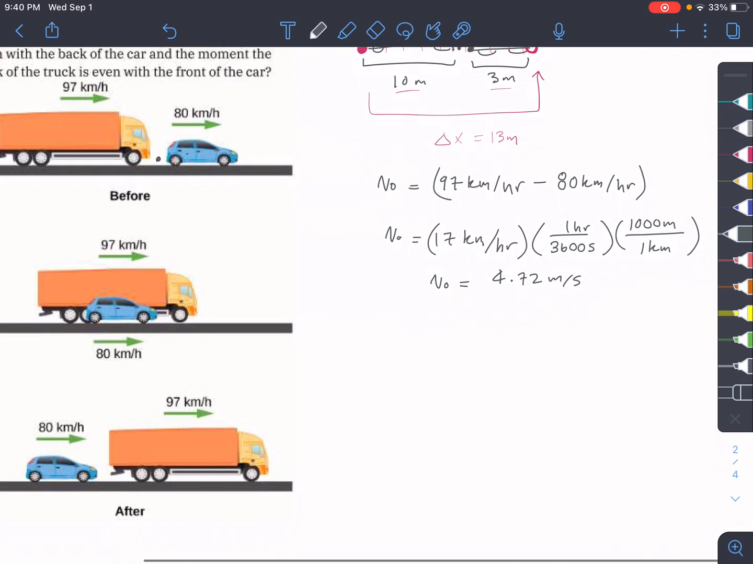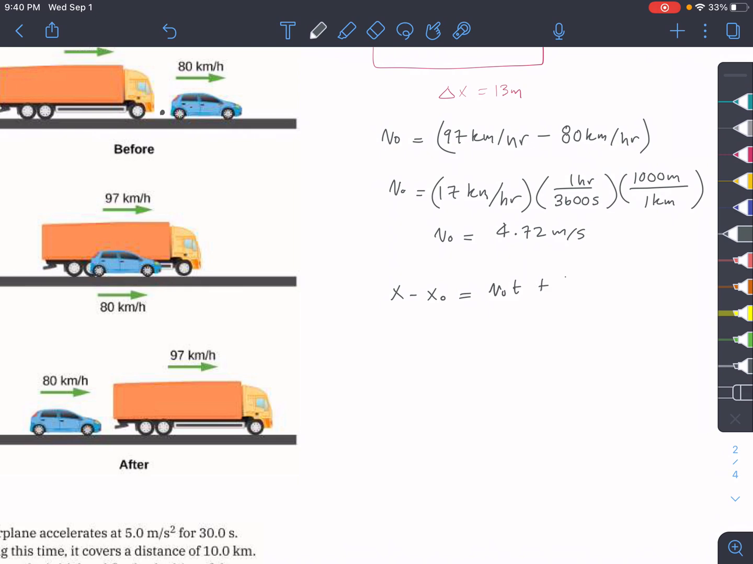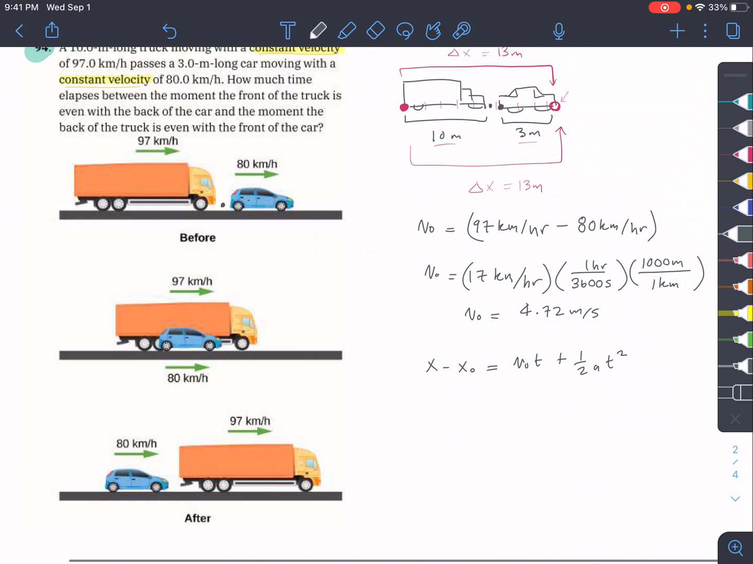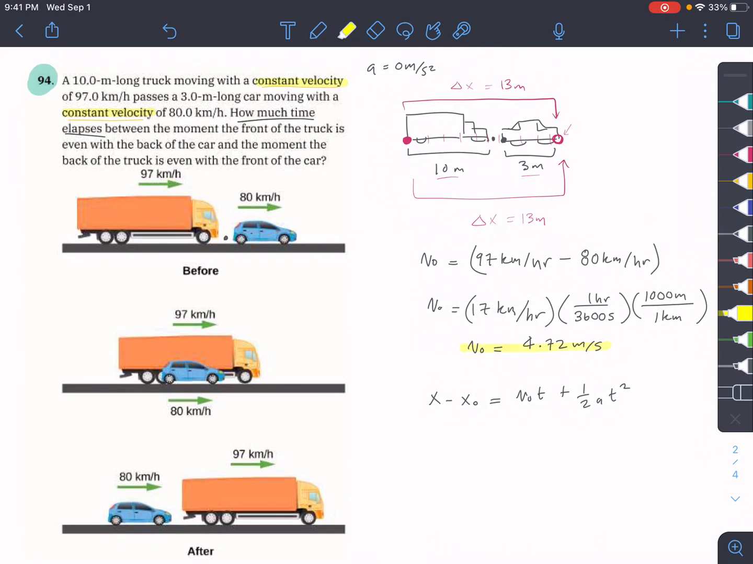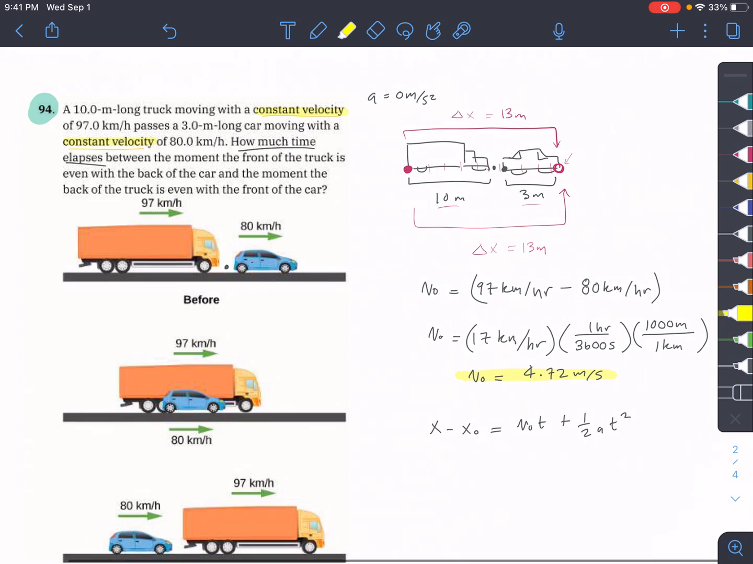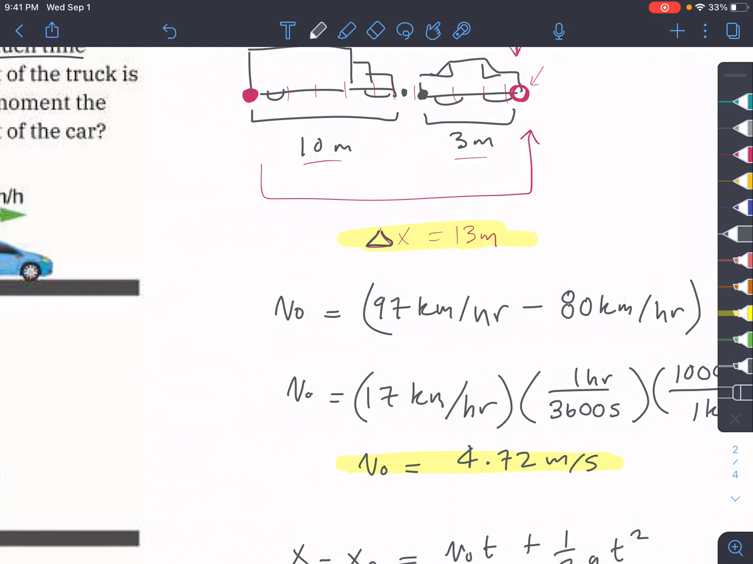Right, so using this equation, I'm going to use x minus x0 is equal to v0 t plus 1/2 a t squared. Okay, and my goal in this problem is to find how much time elapses. Okay, so I'm solving for t. Well, one more thing that I know. So I have my initial velocity. I have my delta x here. Okay, I'll write that out. So delta x equal to 13 meters.